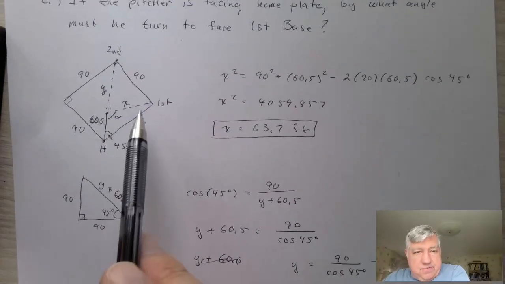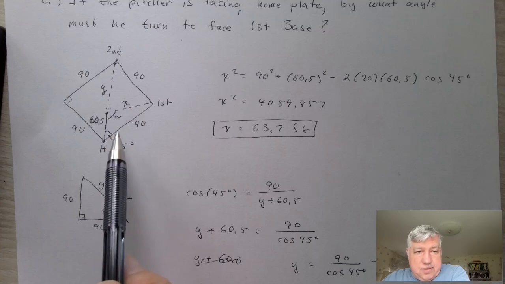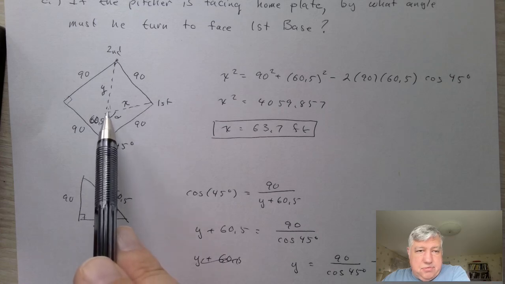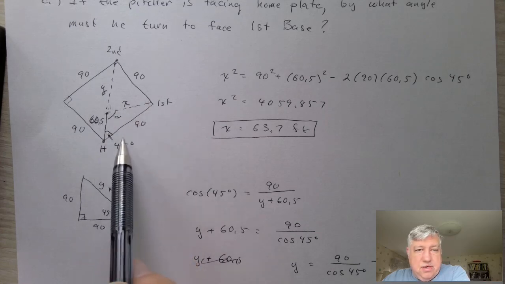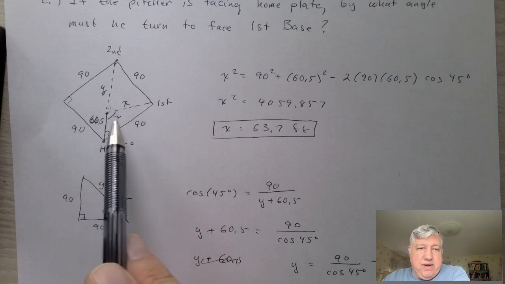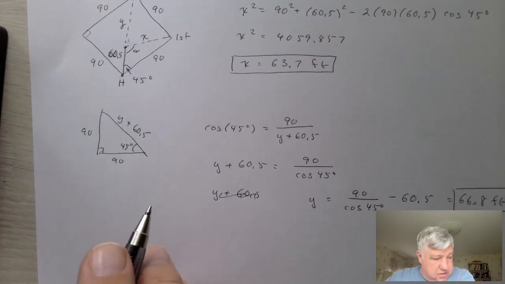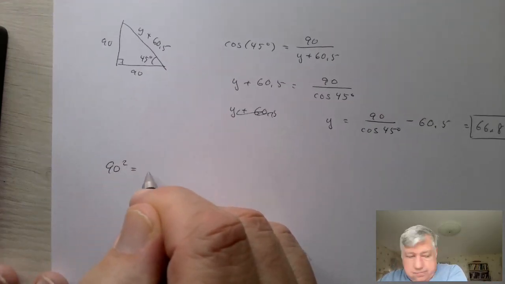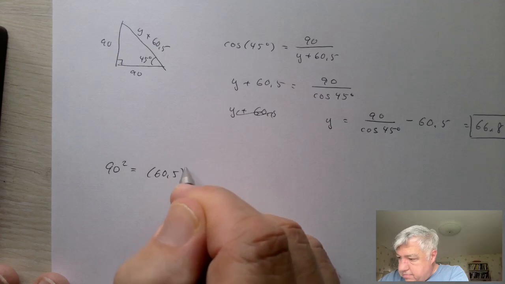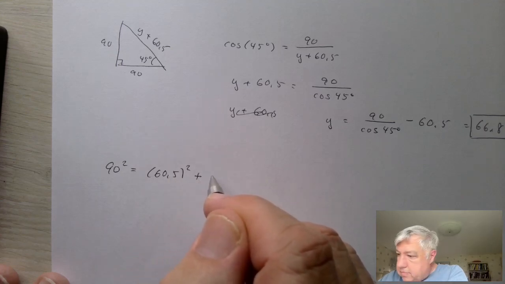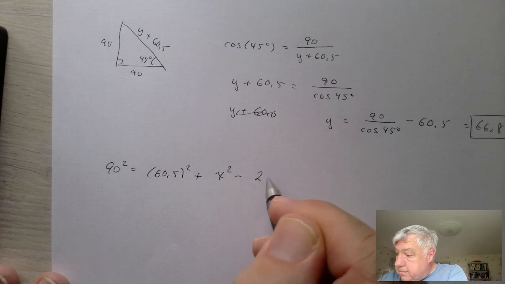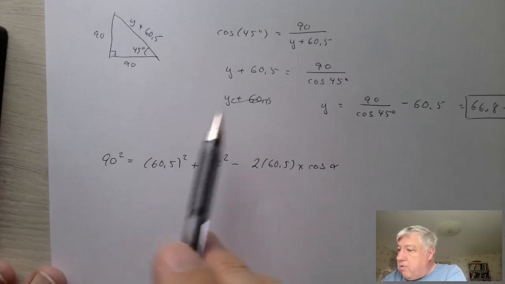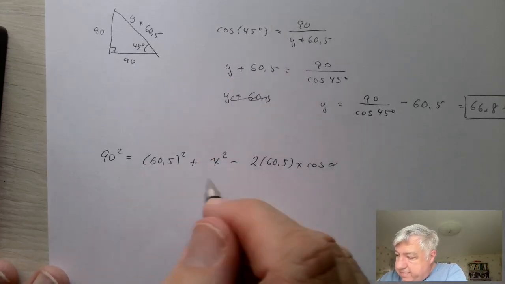Now we have this situation where 90 is the side opposite, so we have 90 squared is equal to 60.5 squared plus x squared minus 2 times x times 60.5 times the cosine of this angle. We know what x is, so we'll just replace it with 63.7.